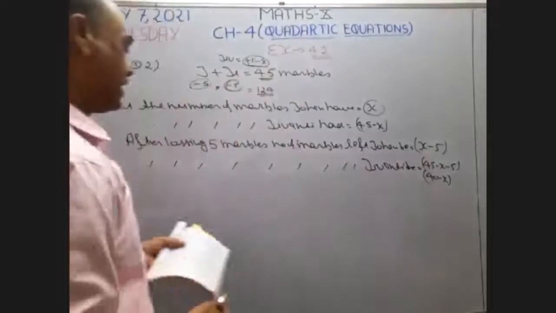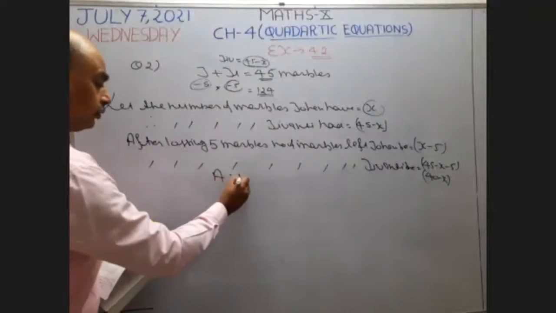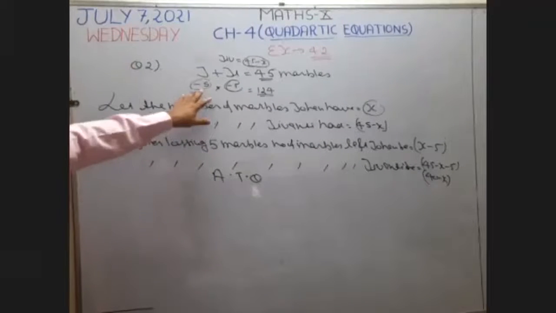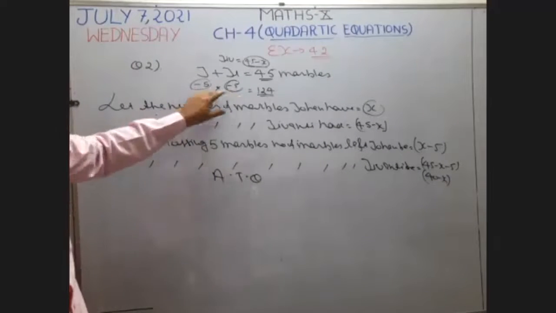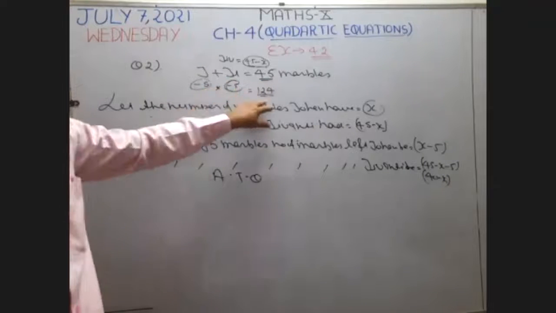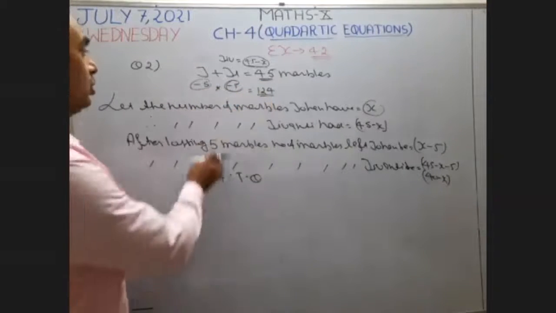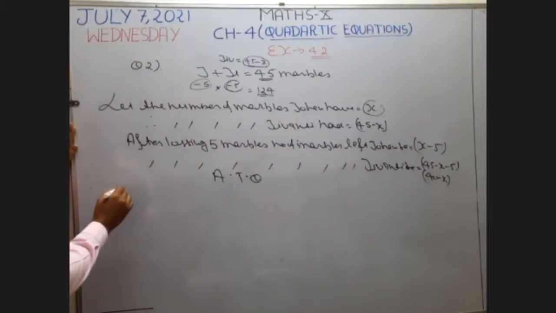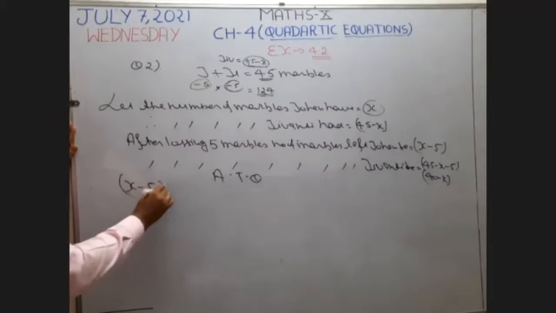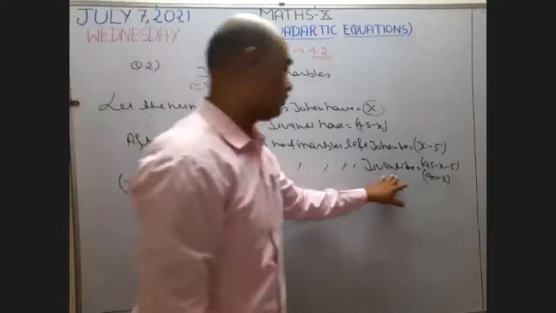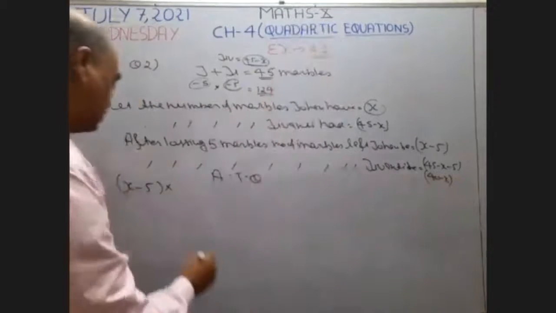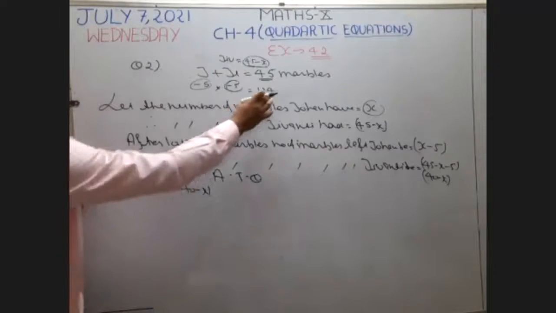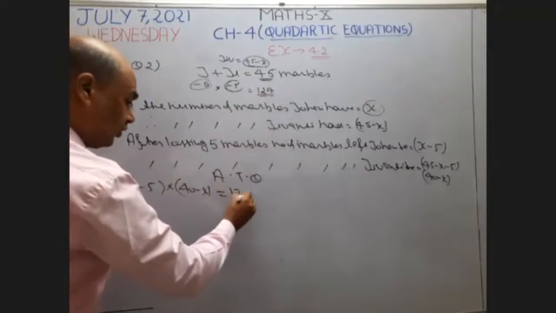Okay. After that, I write here according to the question. Now, what is given? In this question, it is given that the product of remaining marbles is equal to 124. So, John, how many marbles left after losing 5 marbles? X minus 5. So, I write here X minus 5 into, how many marbles left with Jivanti after losing 5 marbles? 40 minus X. The product of both the marbles is equal to 124. So, I write here equal to 124.